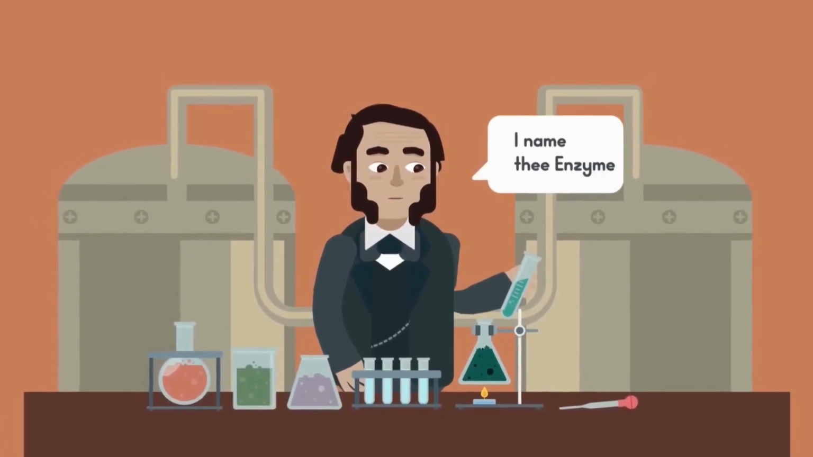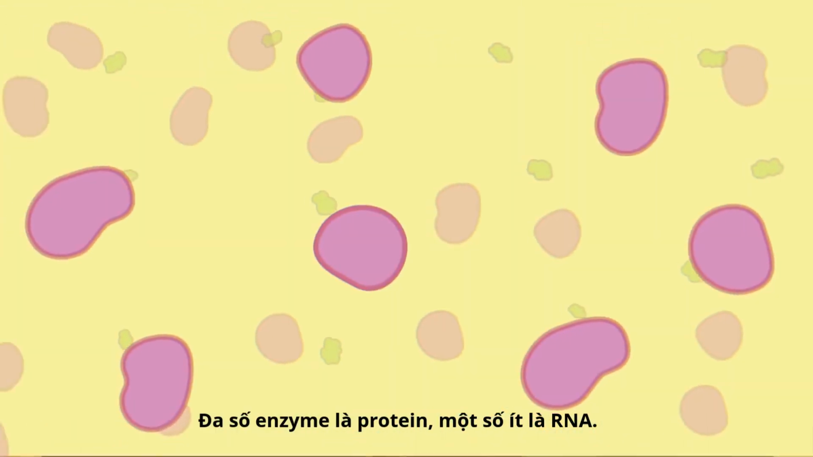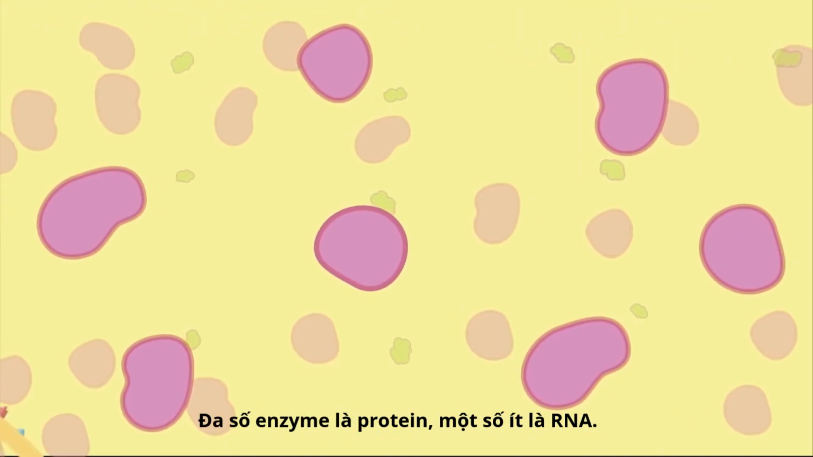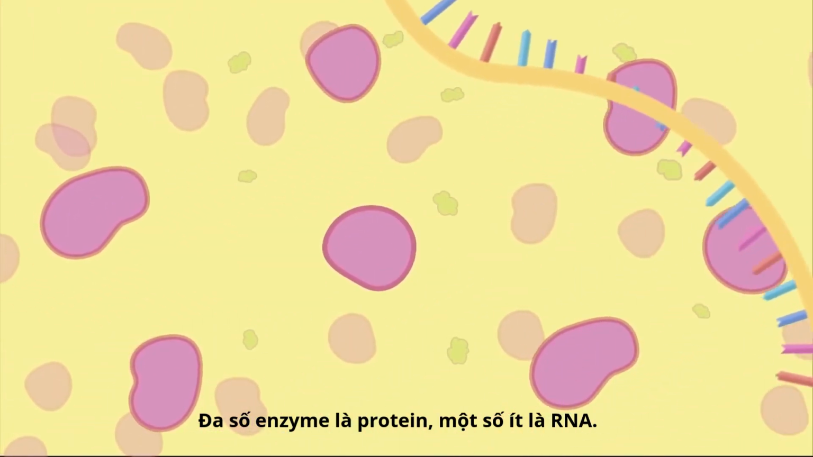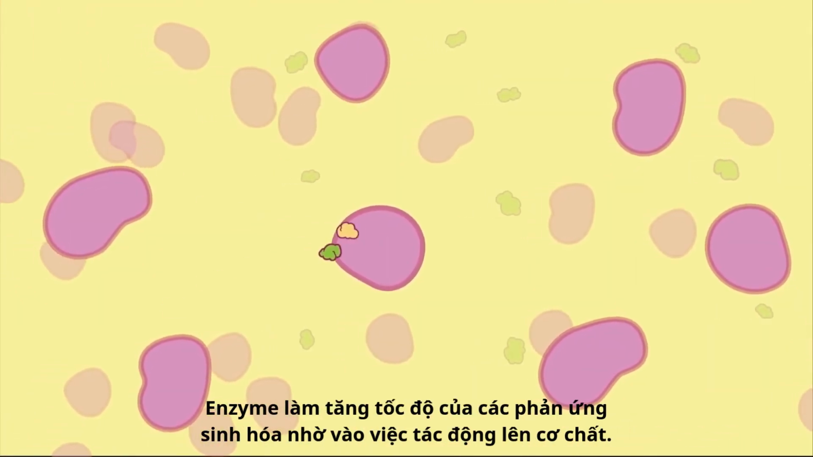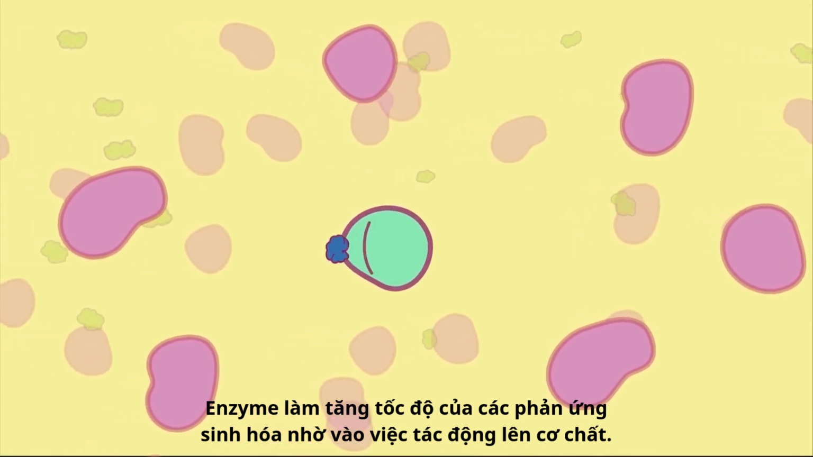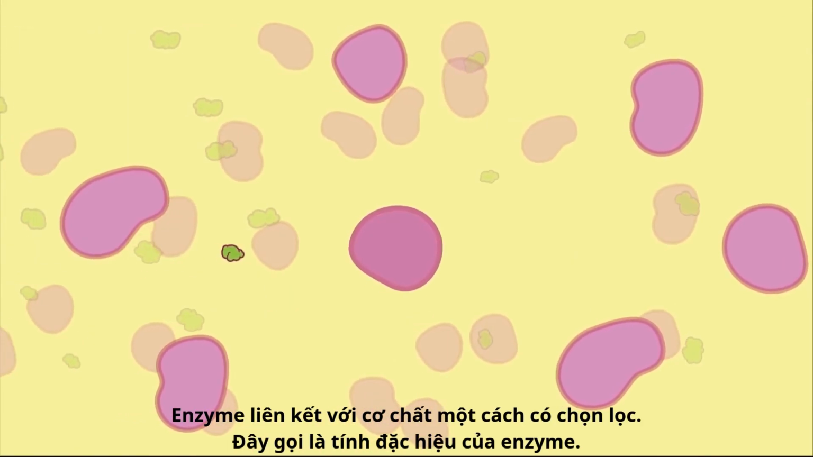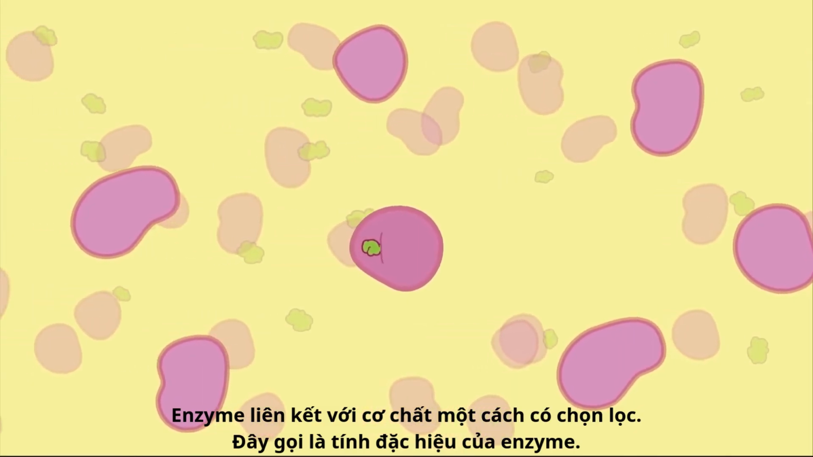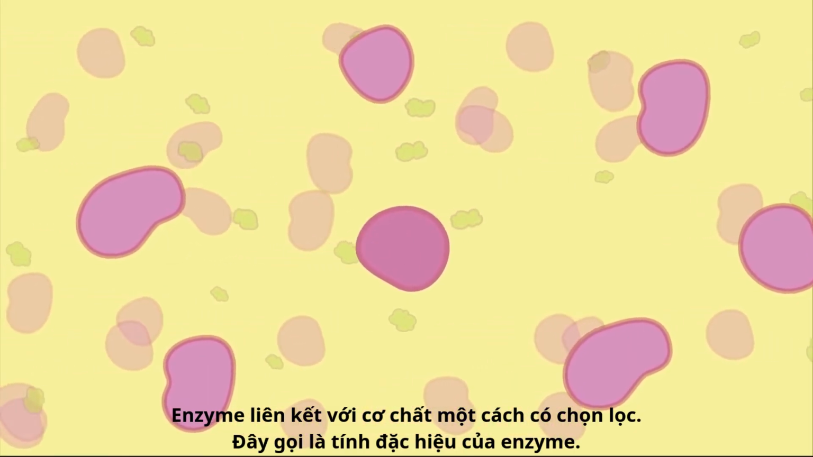it enzyme. Enzymes are substances, proteins, or in some cases ribonucleic acid, RNA, that speed up a biochemical reaction by modifying specific substances called substrates. Enzymes are supremely selective in who they bind to and modify, hence their specificity.